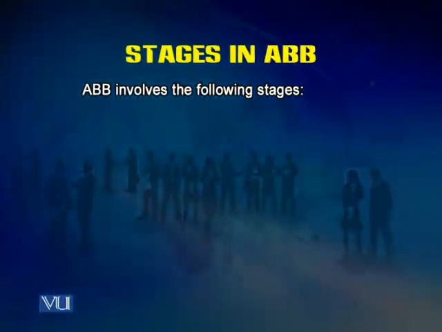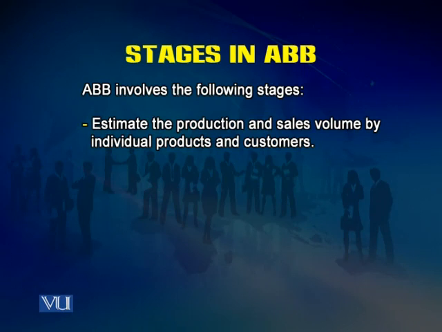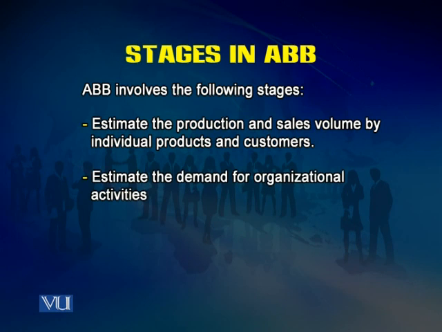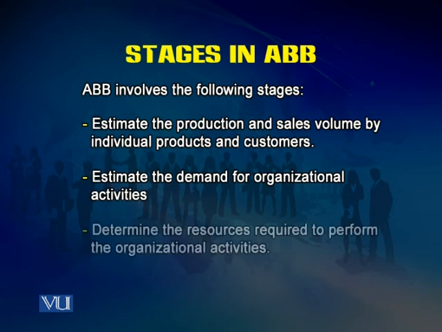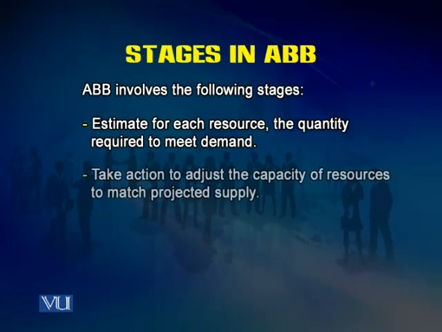Stages in ABB. ABB involves the following stages. Estimate the production and sales volume by individual products and customers. Estimate the demand for organizational activities. Determine the resources required to perform the organizational activities. Estimate each resource, the quantity required to meet demand. Take action to adjust the capacity of resources to match projected supply. So once we are looking at activity-based budgeting, we have seen what are the stages in this activity-based budgeting.